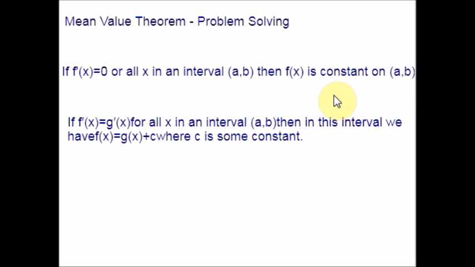If f dash of x is equal to g dash of x for all x in an interval a comma b, then in this interval we have f of x is equal to g of x plus c, where c is some constant. Please notice that for these two facts, we have to assume that the functions are continuous and differentiable on the closed interval a comma b.